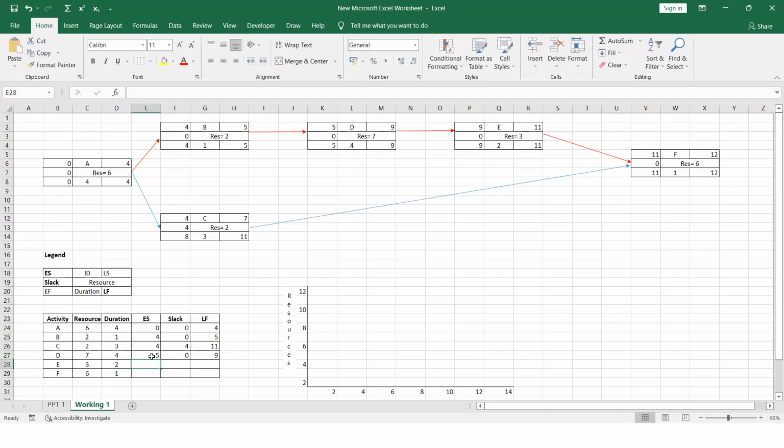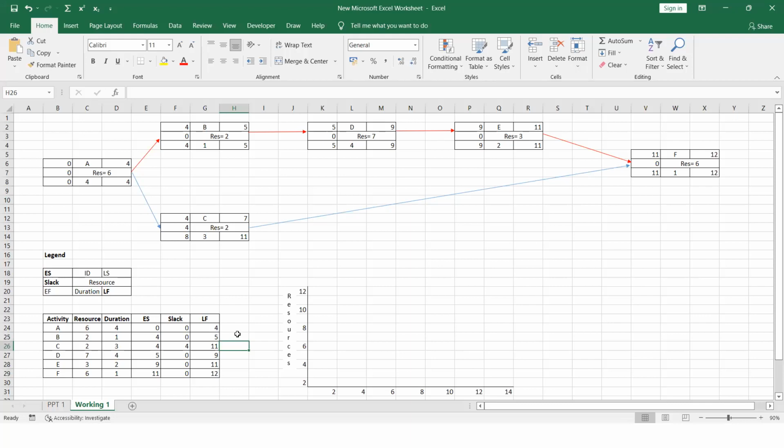For activity E, early start is 9, slack is 0, and late finish is 11. For activity F, early start is 11, slack is 0, and late finish is 12, right? So this is the way that you have to finish off your late finish time, right?